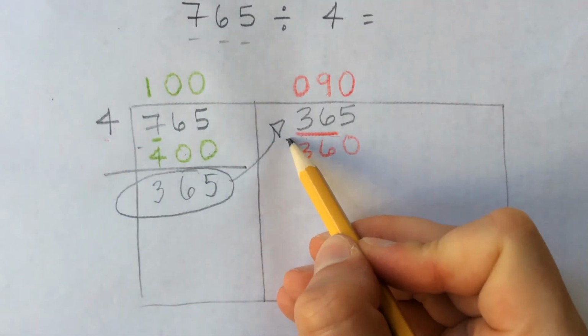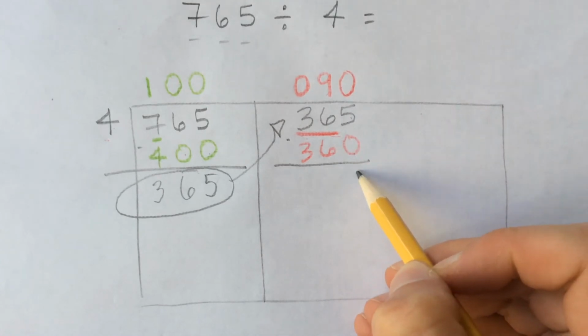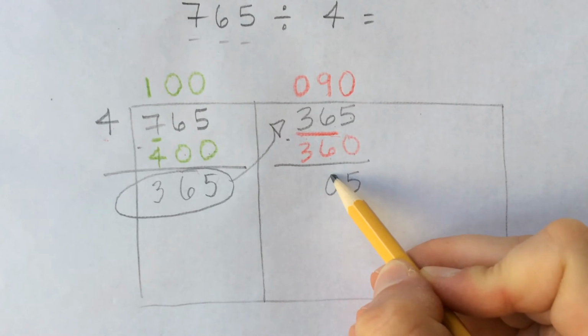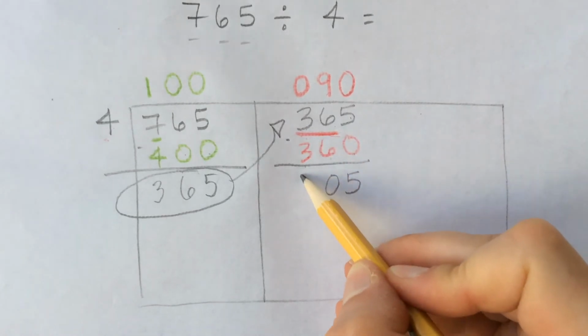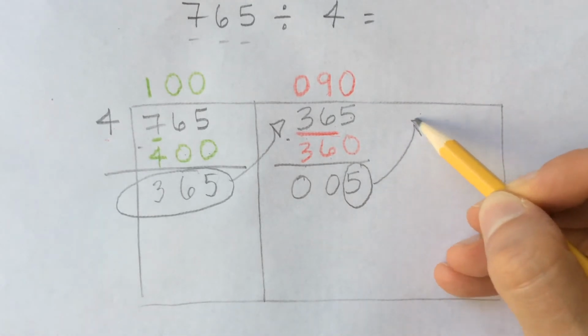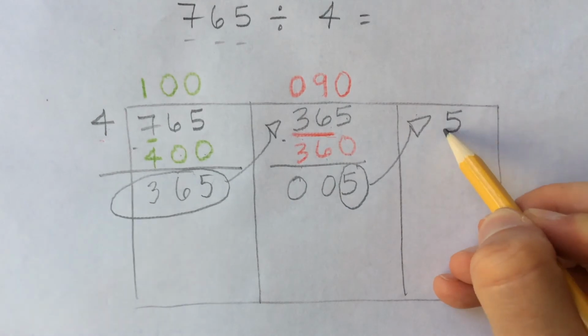So now you put your minus symbol and your line and you say, what's 5 minus 0? 5. What's 6 minus 6? 0. What's 3 minus 3? 0. So now you've got this 5 and you're going to draw an arrow and another line and you put your 5 in.